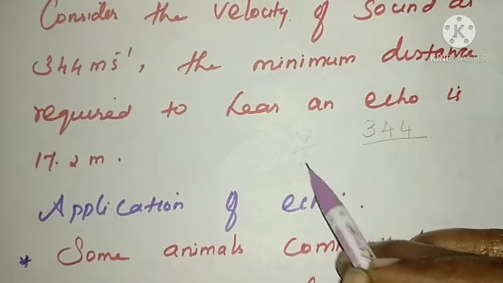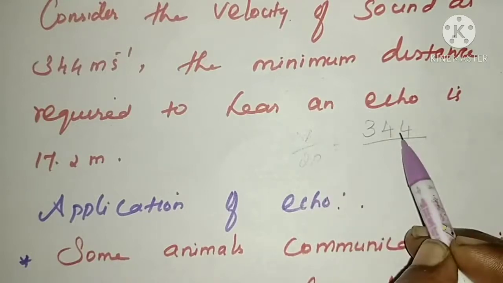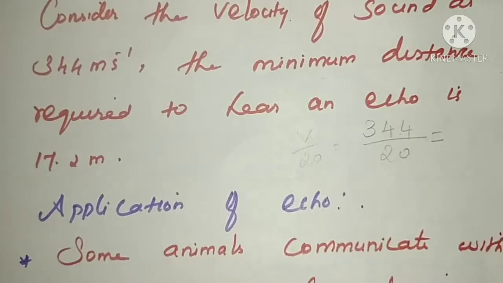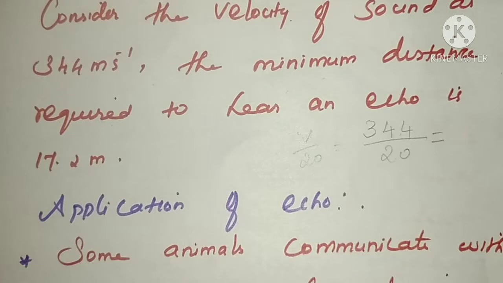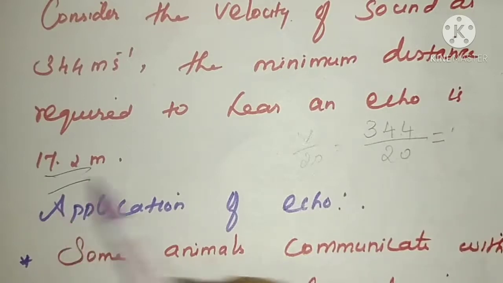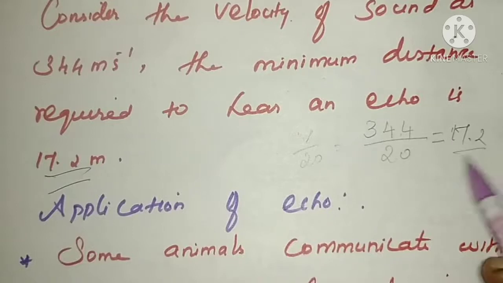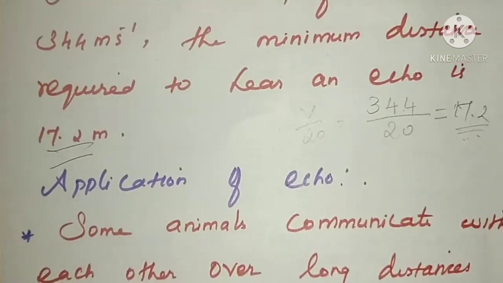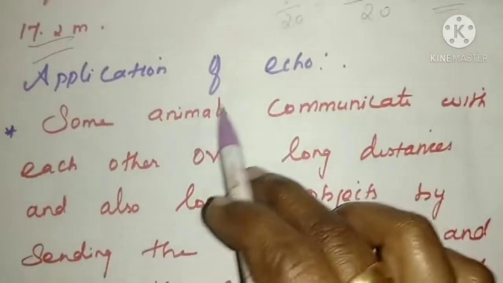According to the last formula we learned, V by 20, isn't it? So the velocity of sound is 344 divided by 20. If you calculate this value, we get 17.2 meter. So the minimum distance to hear the echo sound is 17.2 meter. That means if the distance between the source and the reflecting surface is 17.2 meter, we can hear the echo sound.